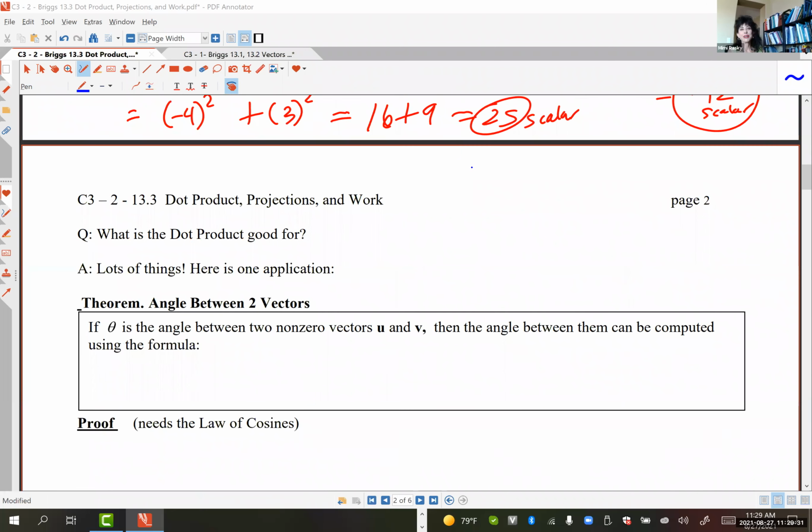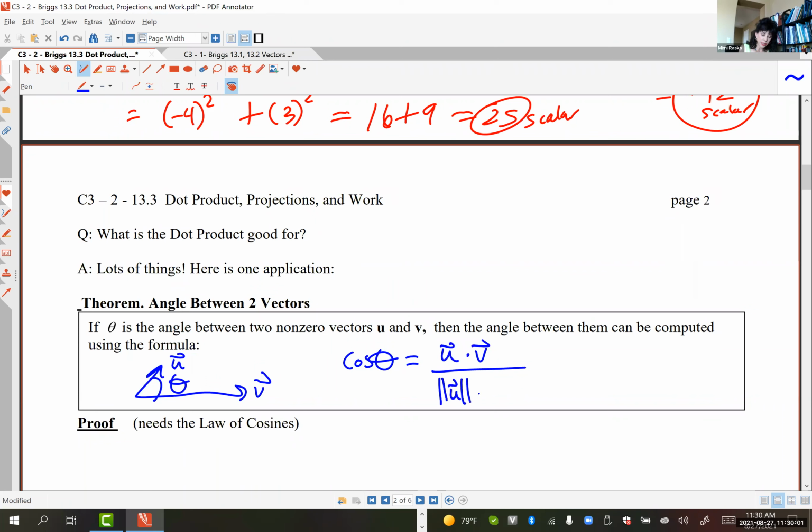What is the dot product good for? You can use it to find the angle between two vectors, which is really cool. Let's say you had a vector U and some other vector V out here somewhere. This angle between the two vectors, you can find it using this formula. Cosine of that angle theta is U dot V divided by the product of the magnitudes of U and V.